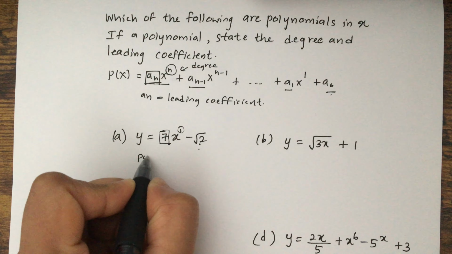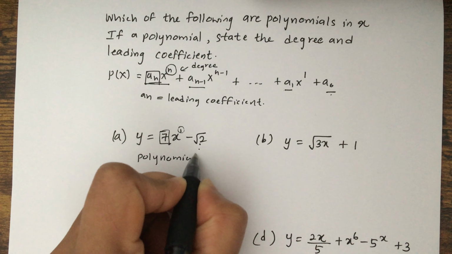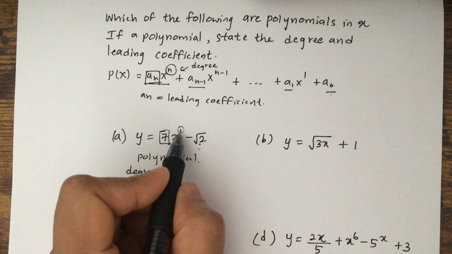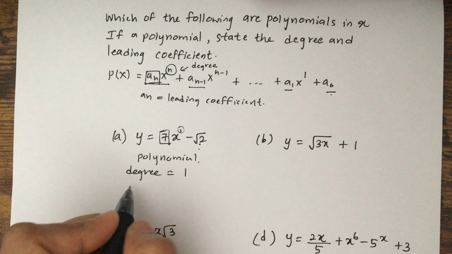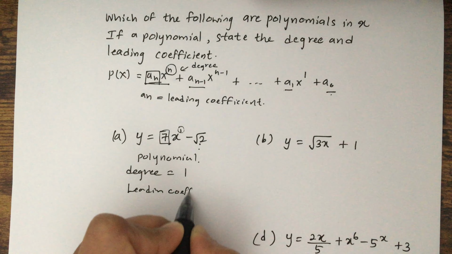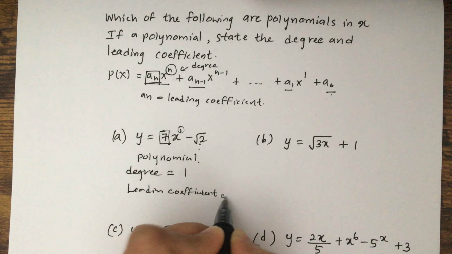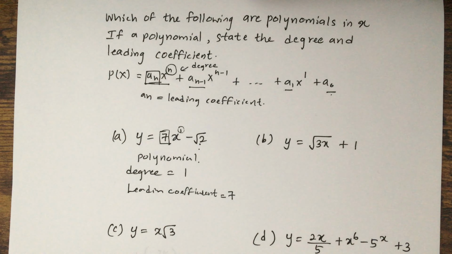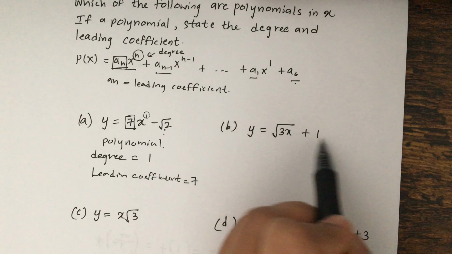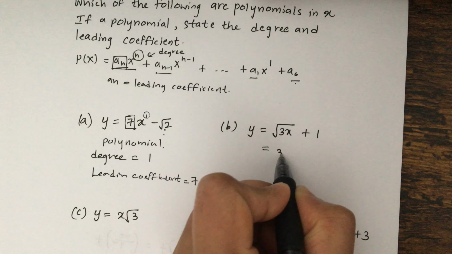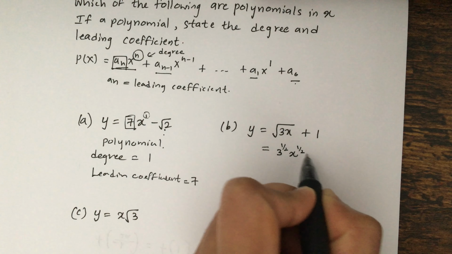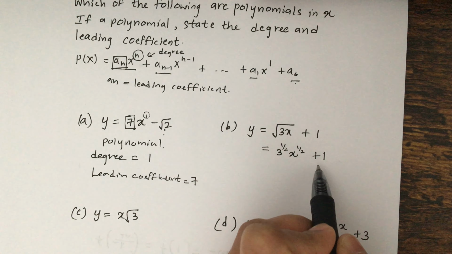So this is a polynomial, and the degree is what? Just 1, because x to the power 1. And the leading coefficient is what? 7, right? Okay. Now let's look at the second one. Look at these terms. So this is like 3 to the power half, and also x to the power half plus 1. As you can see, we have a constant term.